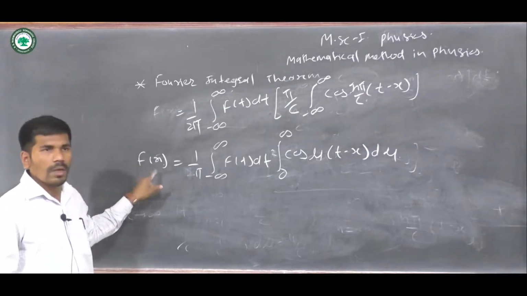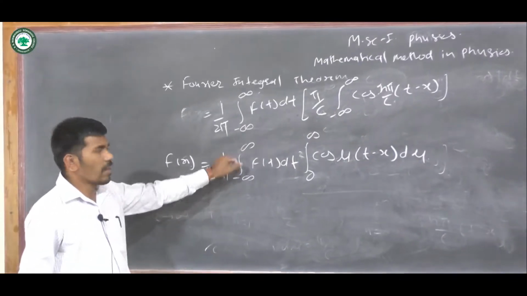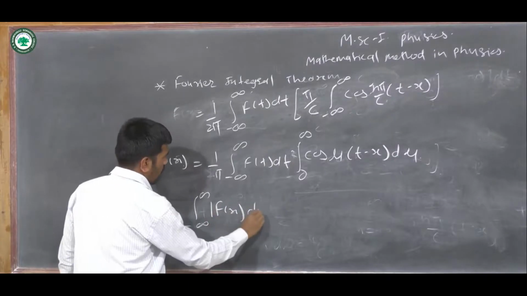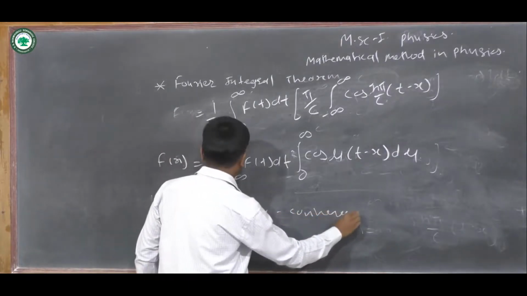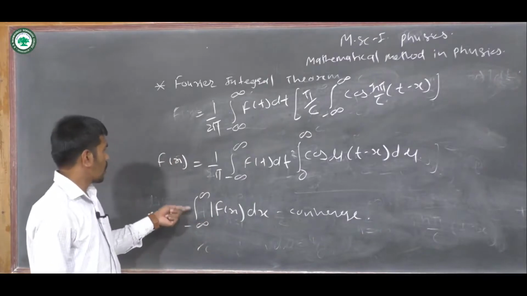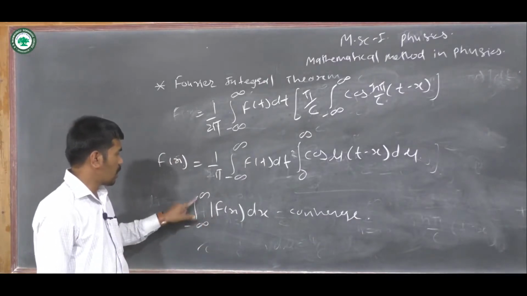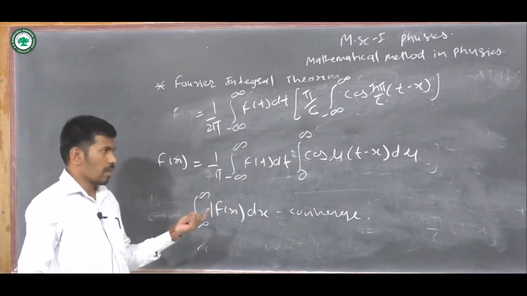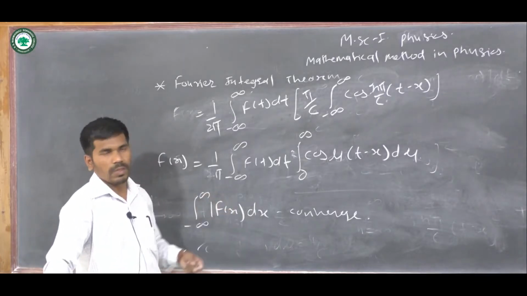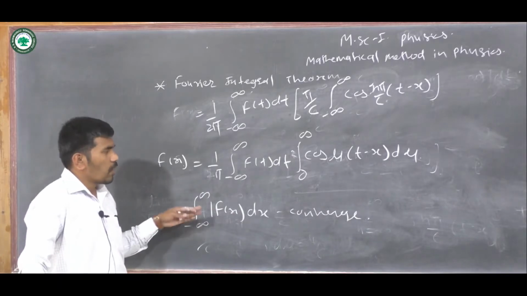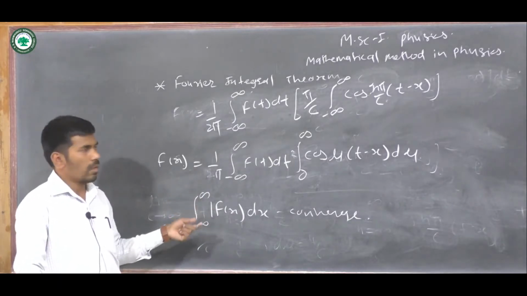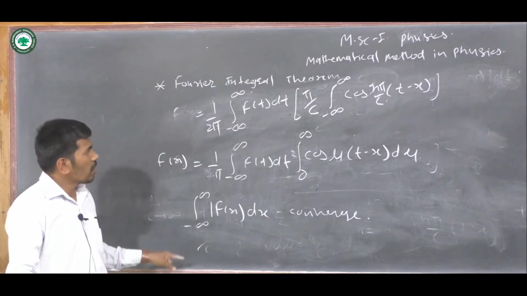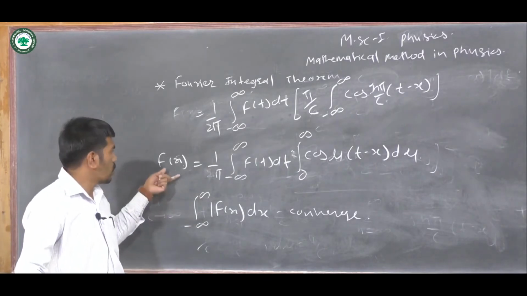Okay, so this f of x is integrable between the limits minus to plus infinity, or the integral of mod f of x dx is convergent. Okay, these are the conditions. So it is integrable between the limits minus to plus infinity, and f of x is non-periodic in the arbitrary limit minus c to plus c. Okay, and it is periodic outside this range with period 2c. So these are the conditions that we assume for this f of x.